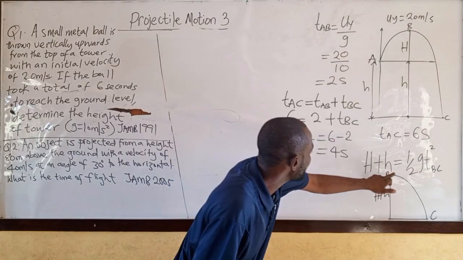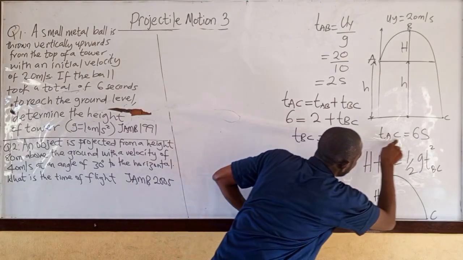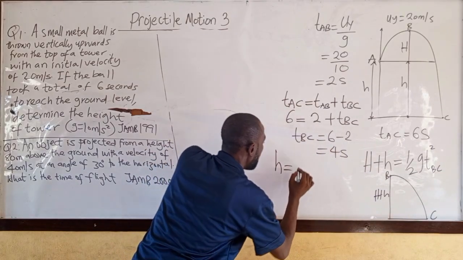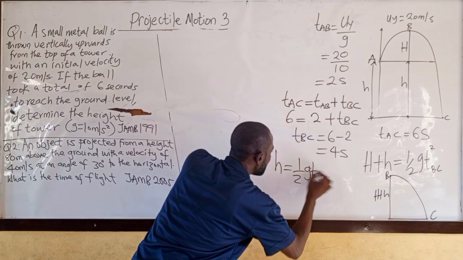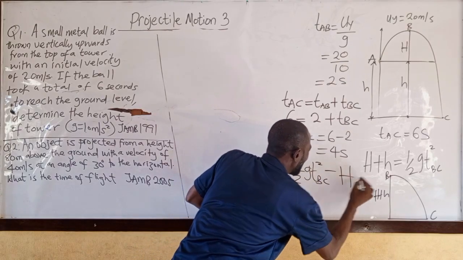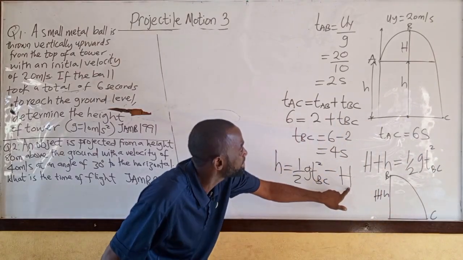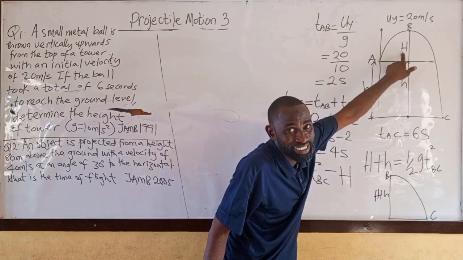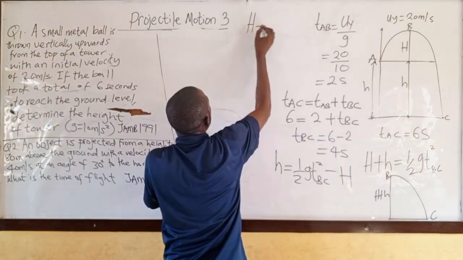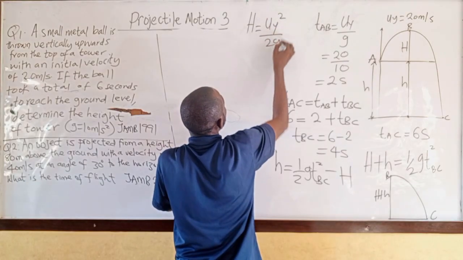So what is my h here? Make h the subject of this formula. This one will come to the side. Now that means our h is equals to half g t squared BC minus big H. So I need the big H. What is this big H? The maximum height I attain. And what is the maximum height I attain? The formula of big H is equal to u y all squared all over 2g.